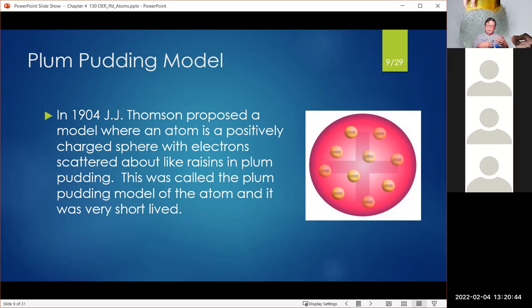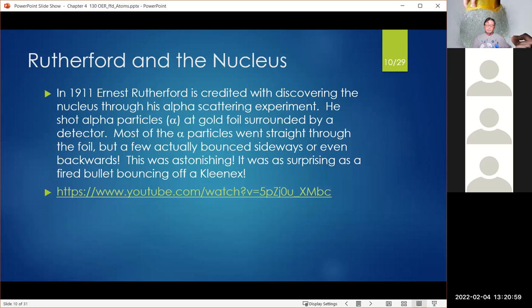And then having a plus charge, there must be a negative component to the atom. All right. That was the model, the plum pudding. And that lasted for a little bit until Rutherford, okay?